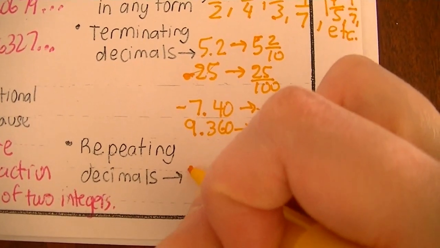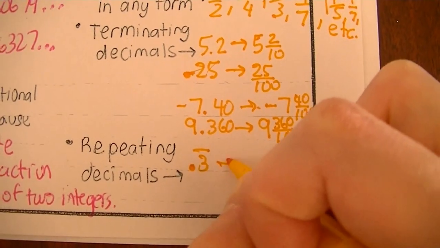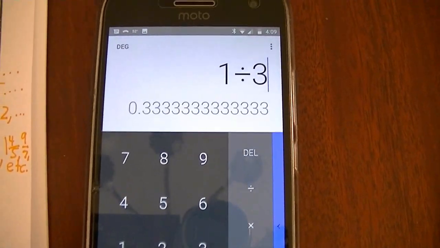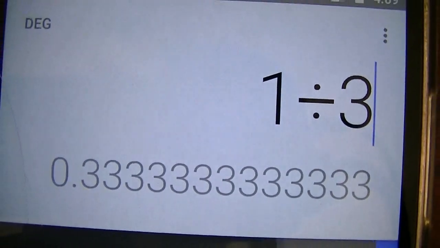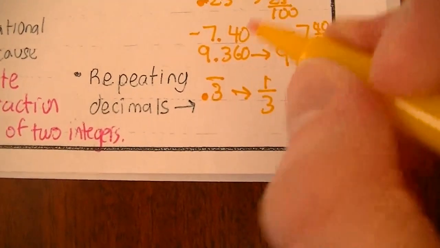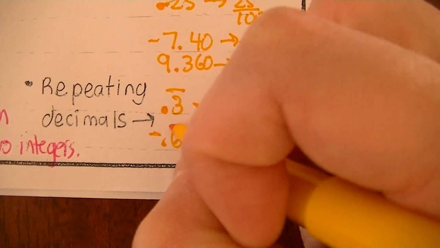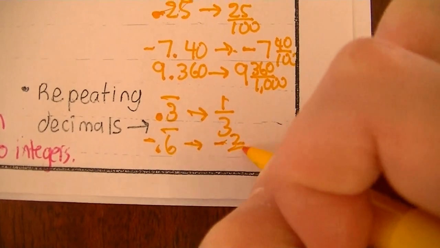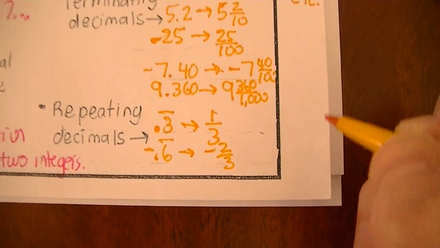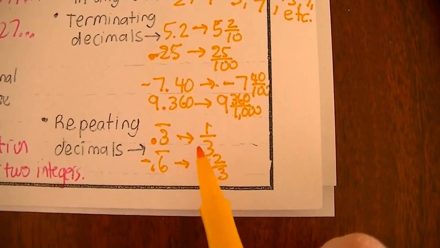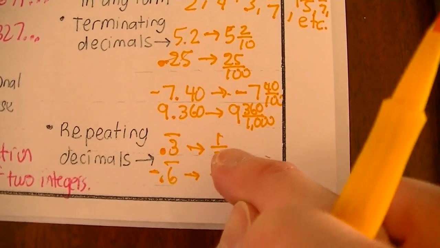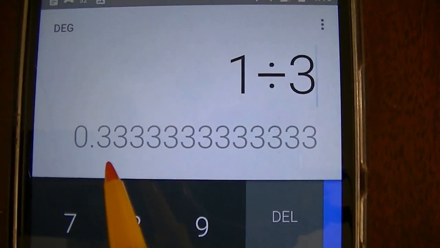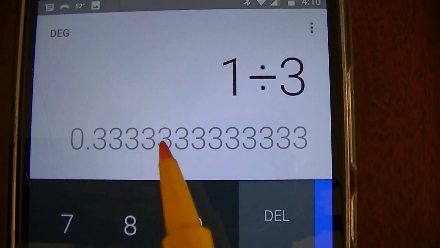So I can think of 0.3 repeating because as a fraction, that's 1/3. See? Another example would be -0.6 repeating. As a fraction, that would be -2/3. Okay? And something special about these repeating decimals is they have a pattern. So when I typed in 1/3 into my calculator, you'll see that it's a repeating decimal. It's non-terminating. It goes on forever, but look, it's got a pattern.